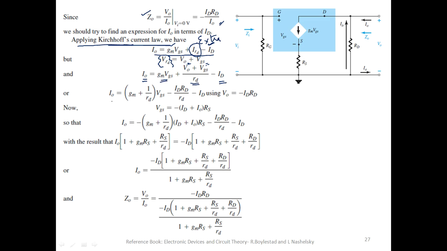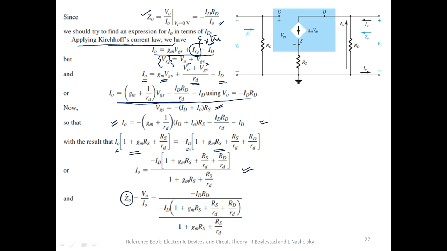Now again solving for I0, with some substitution, you will get this particular expression. However, VGS is minus ID plus I0 into RS. That's the input expression. So when you substitute that, your final expression for I0, the output current, will be this one. Considering both the terms, one for I0 and one for minus ID, and then solving and simplifying, finally we solve it for output impedance.